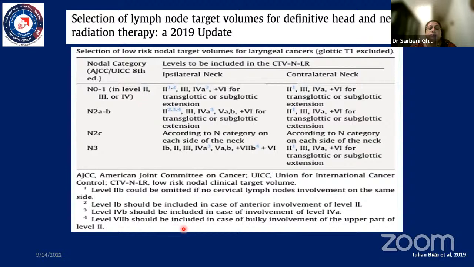the subscript, because it actually tells you about level 2B could be omitted if no cervical lymph node levels on the same side. 1B should be included in case of anterior involvement of level 2. Otherwise, you don't need to include it. Level 4B should be included in case of involvement of level 4A. Otherwise, again, you don't need to go so laterally into the neck. Level 7B should be included in case of bulky involvement of the upper level 2. So I hope all of you know what is level 7, 8, 9, and 10.